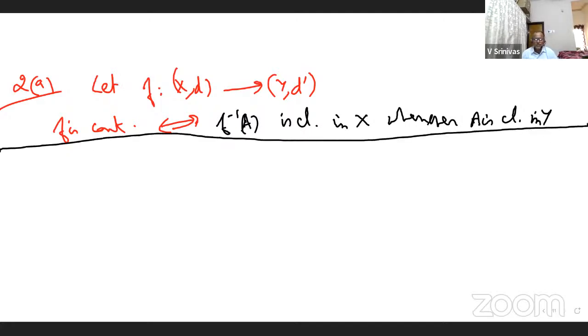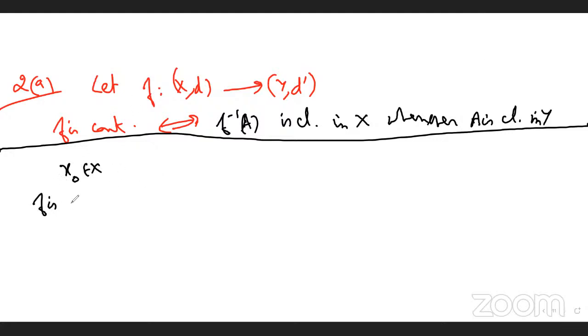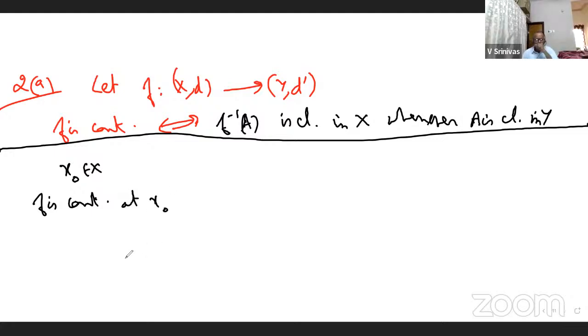In real analysis, you might have studied continuity between two metric spaces. See, if you take an x0 in capital X, what do you mean by continuity of f at x0? F is continuous at x0. What do you mean by this?